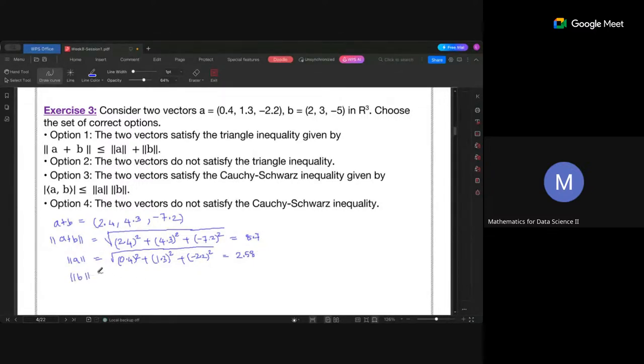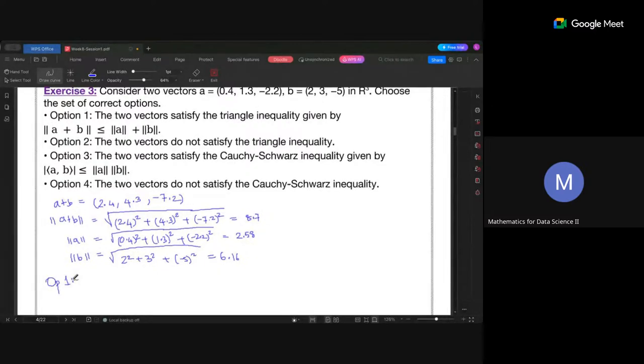Norm B. Square root of 38, that is 6.16. Okay, now what is norm A plus norm B? It's 8.74. So does the inequality hold? Yes, ma'am. The two vectors do not satisfy the triangle inequality, so this option is obviously incorrect. Okay. What about option three, which is the Cauchy-Schwarz inequality?